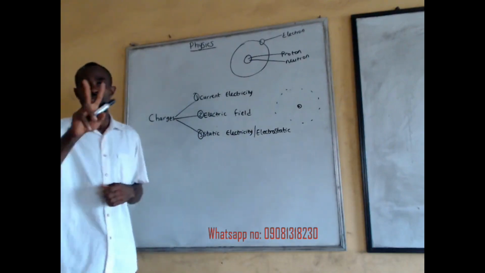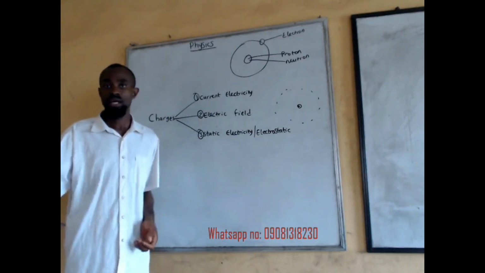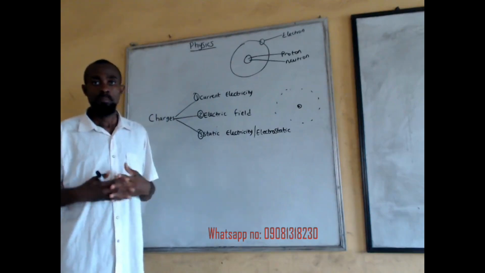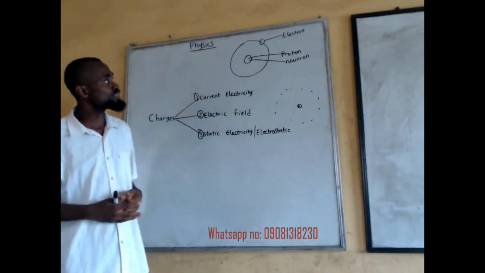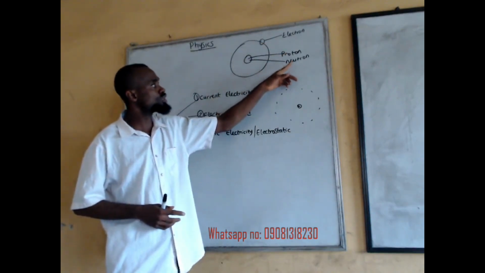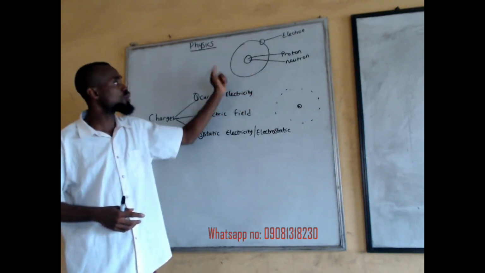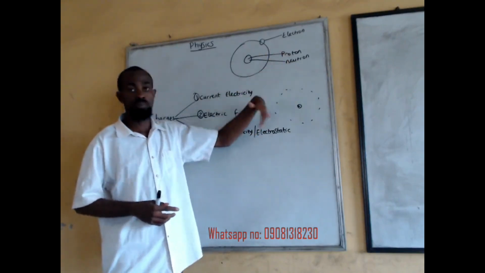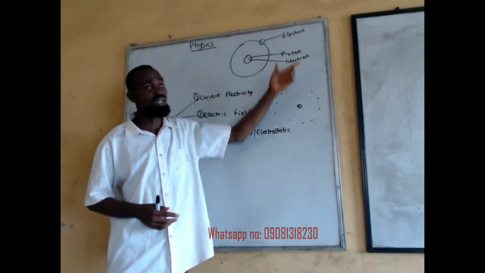About charges, there are two types of charges, positive charge and negative charge. Now the truth is that the atom makes up every matter, and the atom is made up of a series of particles, which are the electron, proton, and the neutron. The proton and the neutron are found at the center of the atom, which is the nucleus of the atom. The proton possesses a positive charge, while the neutron possesses no charge, and the electron possesses a negative charge.